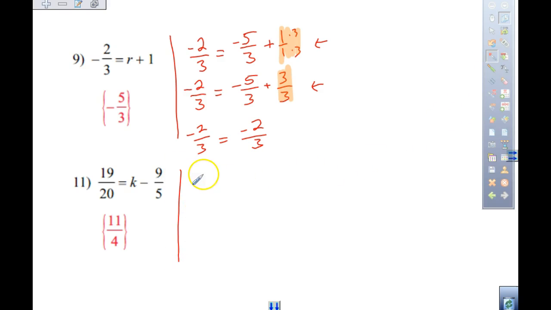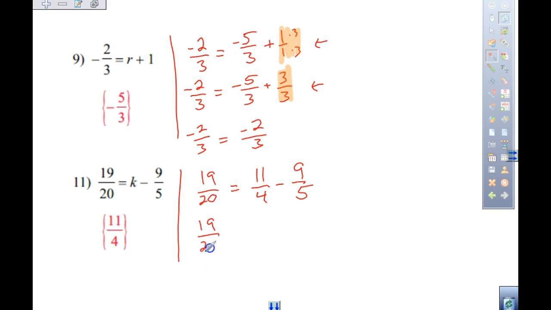Same thing here. Does 19 over 20 equal 11 over 4 minus 9 over 5? We know it does. Just show the work to get there. So let's see.